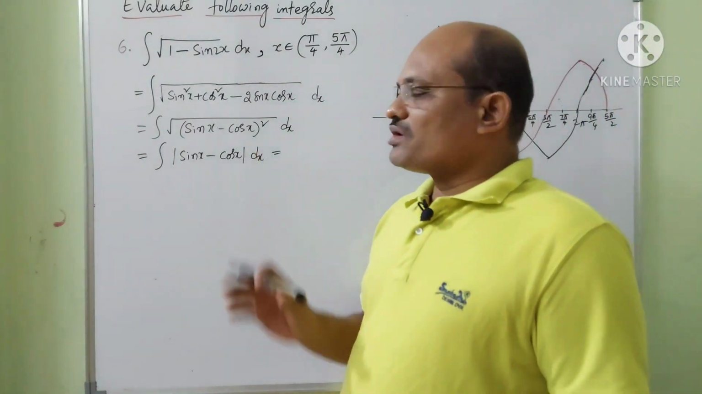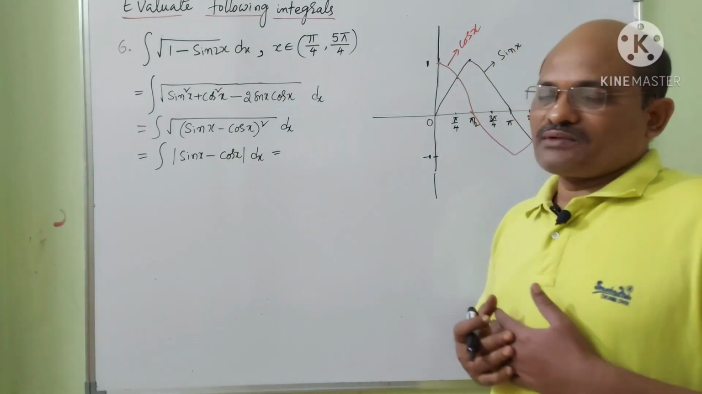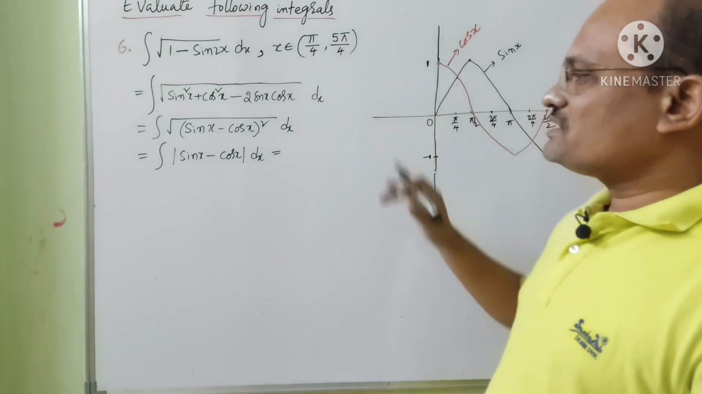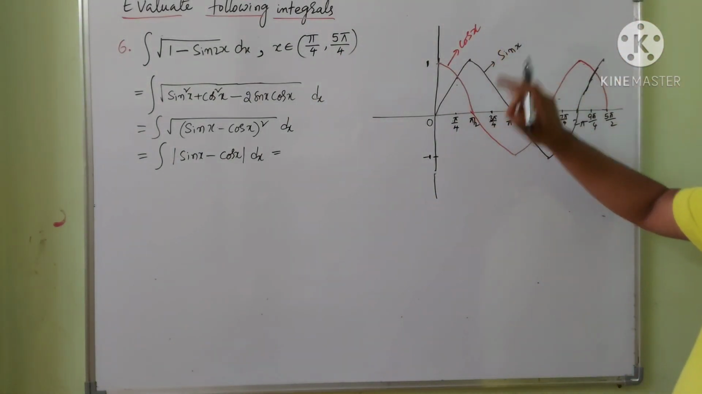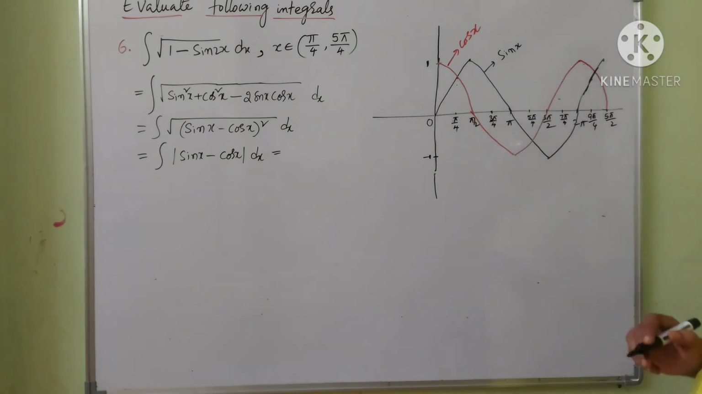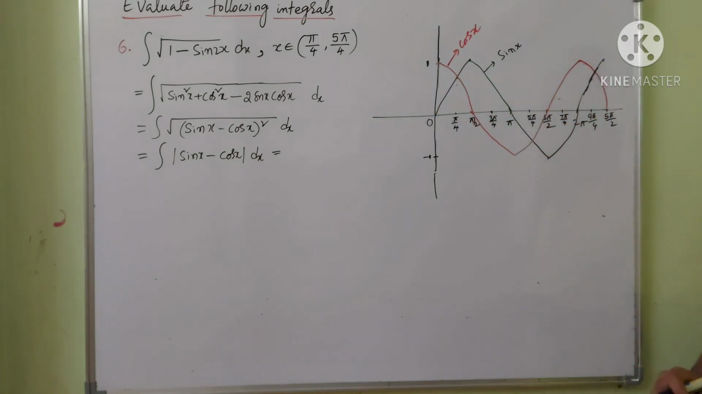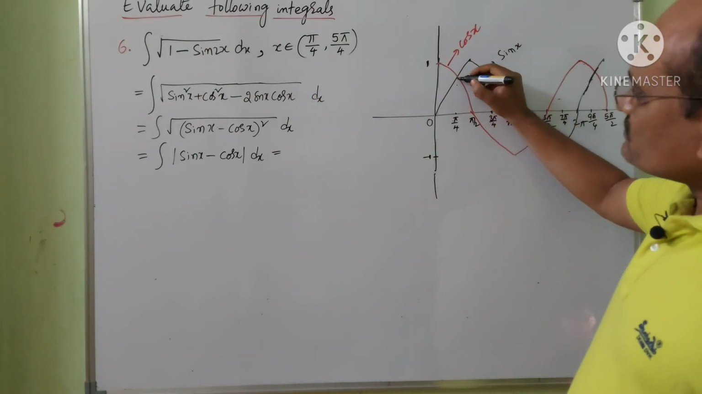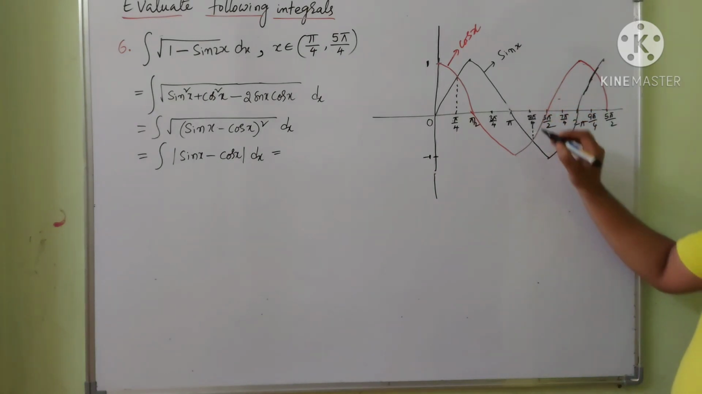Now what is modulus? Modulus means plus or minus. Where we have to take plus, where we have to take minus, depends on the given interval. For that you need graphs of sin x and cos x. Observe graph of sin x and cos x. This is graph of sin x. This is graph of cos x. Here given interval is pi by 4 to 5 pi by 4. This is pi by 4 and this is 5 pi by 4.